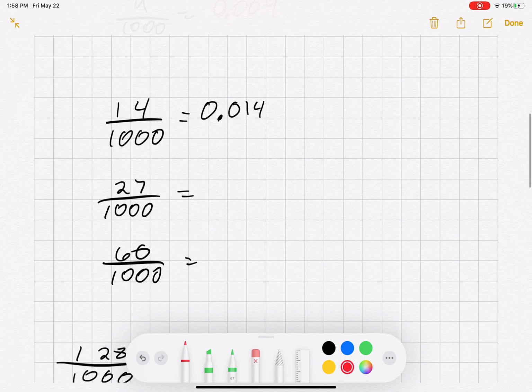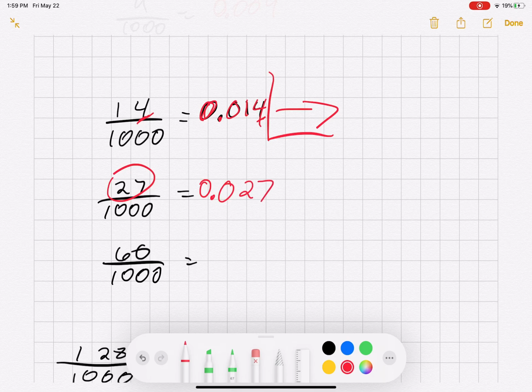So what if there's 2 numbers? Still to the thousandths place, so that last number would be in that 3rd position, so you wouldn't have any numbers beyond that. I would write 0.014, and 27 thousandths would be 0.027, holding those 2 places there.